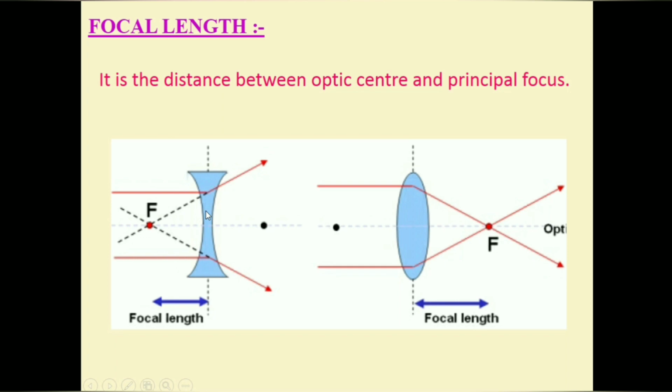So, in the first diagram, we considered a concave lens. In this concave lens, this point is optic center. From optic center to principal focus is called focal length, and focal length is denoted by small f. Here in the convex lens, again it is from optic center to principal focus, so that gives focal length, which is denoted by small f. So what is focal length? It is the distance between optic center and principal focus.